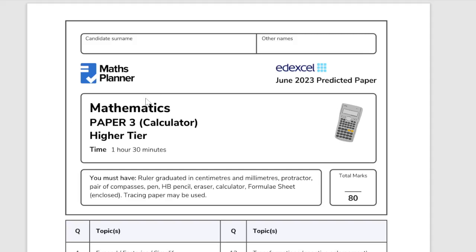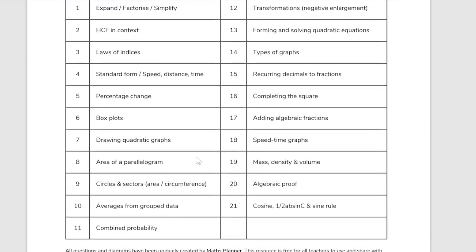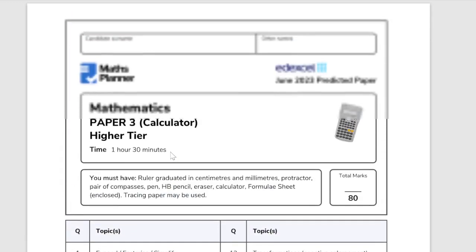Today we're looking at the 2022 predicted papers from the Maths Planner. Really great revision site. They've produced some excellent predicted papers over the course of this exam series, and this is theirs based on paper 1 and paper 2 being sat. They've condensed it down into topics and then created a really good question on each of these topics.